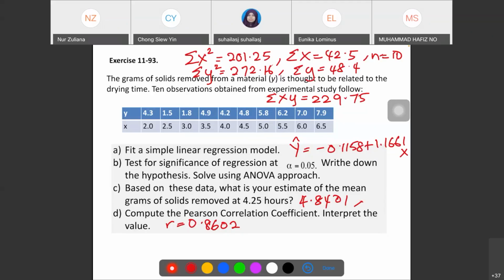Okay, last, compute the Pearson correlation coefficient, interpret the value. So R you have here is 0.8602. Okay, so since you have a positive slope, beta is positive, which is 1.1661, so your R must also be positive. So R is 0.8602. So we conclude we have a strong positive linear relationship between x and y.